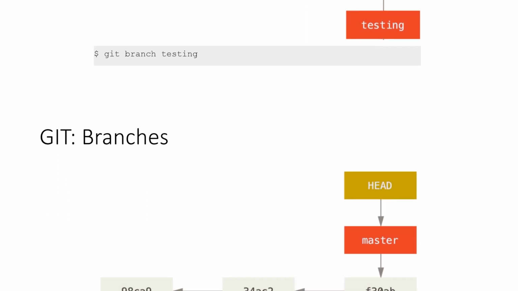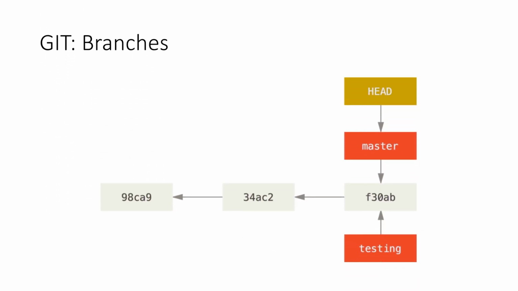How does Git know what branch you're currently on? It keeps a special pointer called head. Note that this is a lot different than the concept of head in other version control systems you may be used to, such as Subversion or CVS. In Git, this is a pointer to the local branch you're currently on. In this case, you're still on master. The git branch command only created a new branch. It didn't switch to that branch.